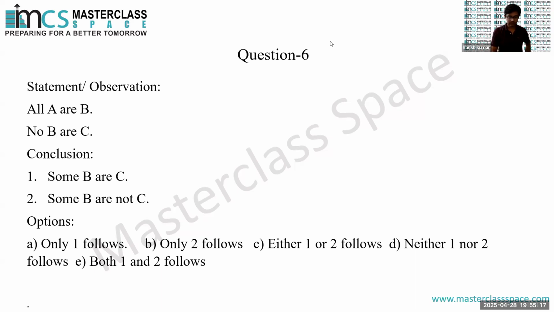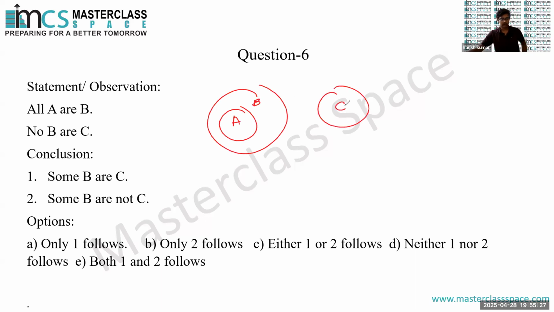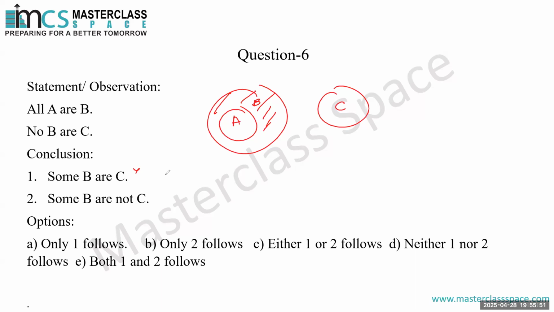Okay, Vasiki says D. Okay, let's see. So all A are B, no B are C, right? Some B are C is wrong. There is no B that is C. Some B are not C, that is correct, right? Am I able to find some B which are not C? Yes, I am able to find this B which is not C. Then is this statement correct or wrong? Guys, tell me. True, sir.